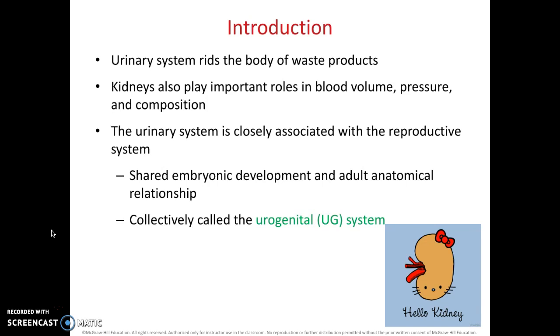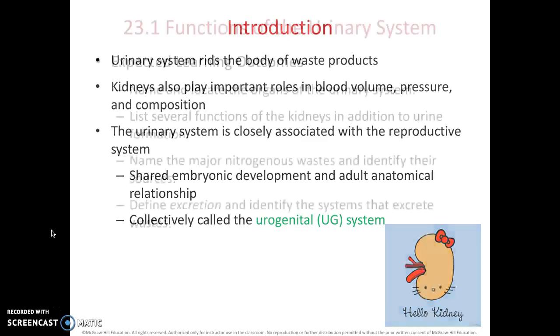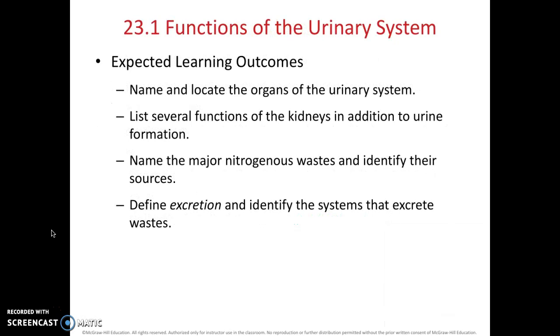And as we know, probably, the urinary system is pretty closely associated with the reproductive system, and together these are called the urogenital system. And this is because of shared embryonic development, as well as the adult anatomical relationship of these structures. But this lecture and this focus will only be on the urinary side of the urogenital system. So we'll talk about the functions of the urinary system first.